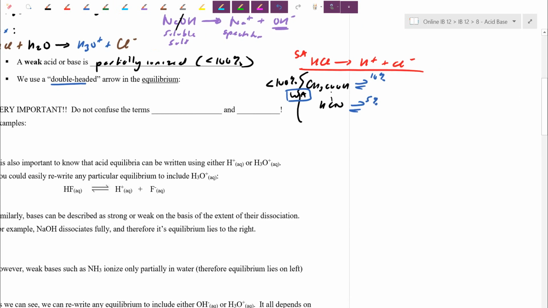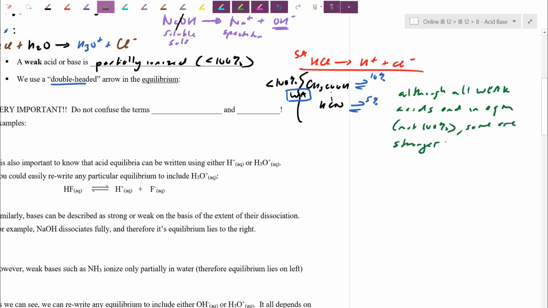So you can make a note here: although all weak acids end in equilibrium, so that means not 100%, not a one-way arrow, it's not like those strong things. Some are stronger. They ionize better than others. So what I'm trying to capture in this table here, yes, they're weak because it's less than 100%.